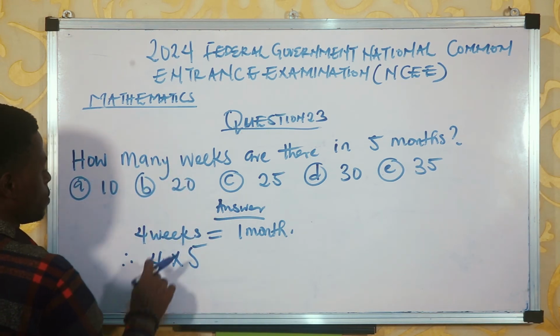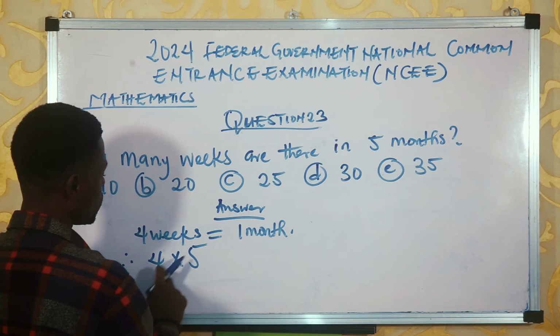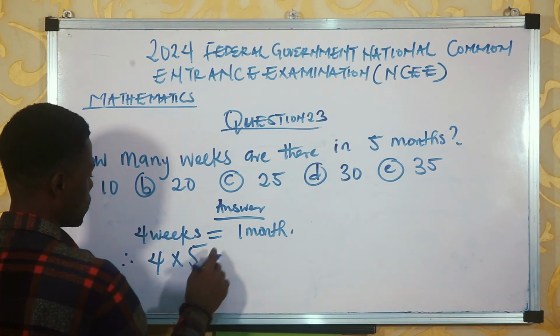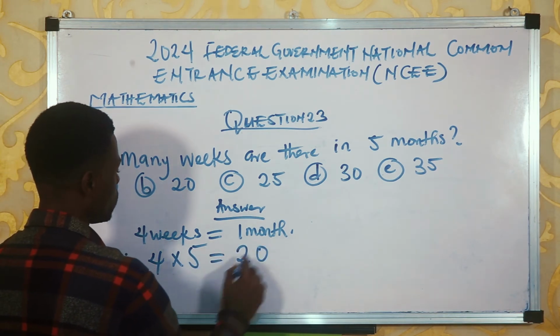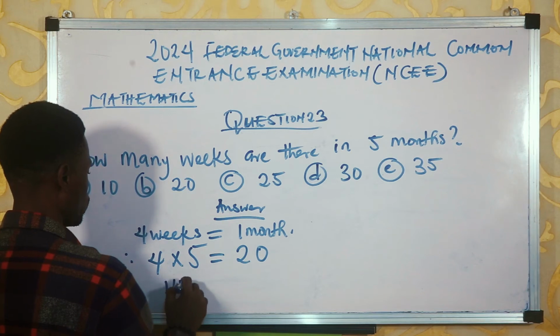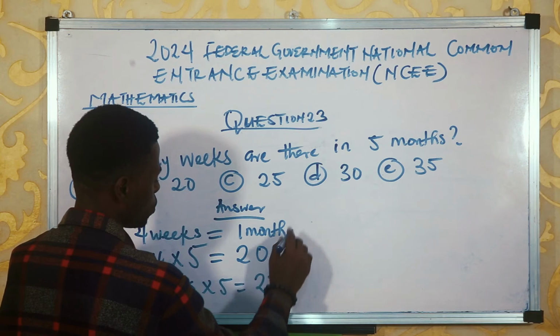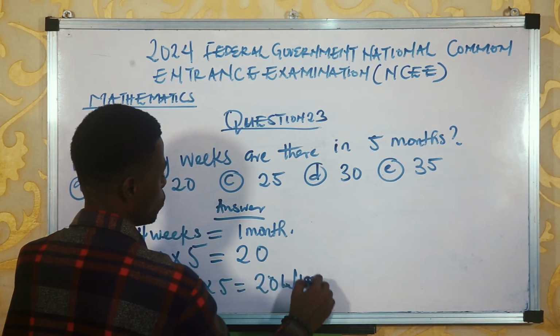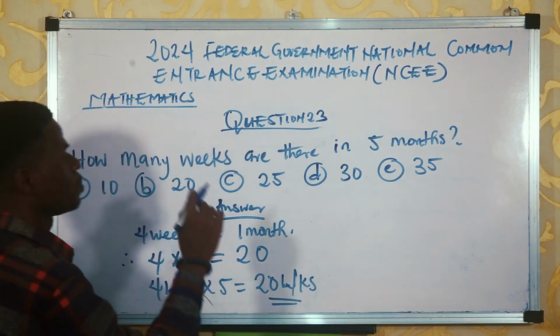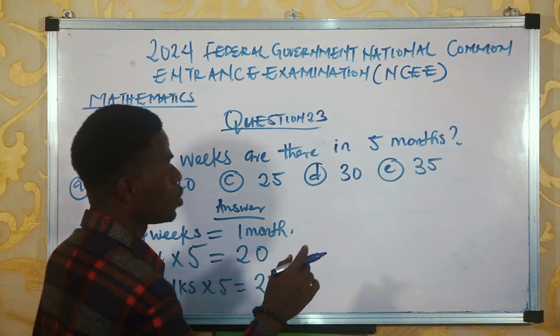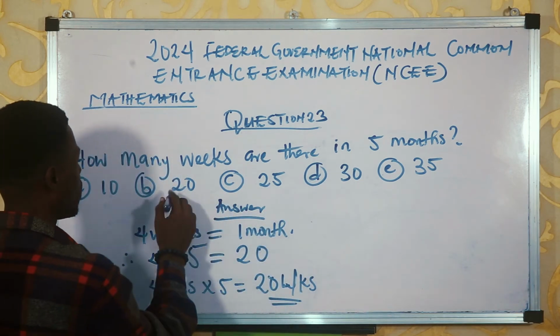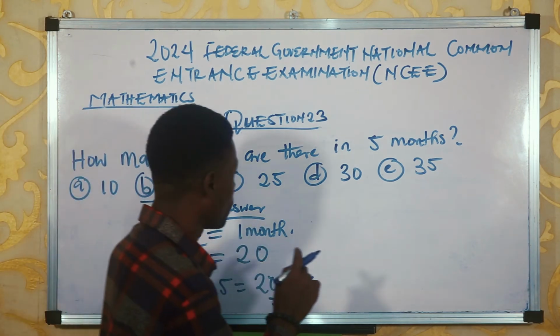So we want to look at the number of weeks that are there. So 4 weeks times 5 gives us 20. 20 weeks. So in 5 months, we have 20 weeks. So our answer is 20, which is option B. Thank you.